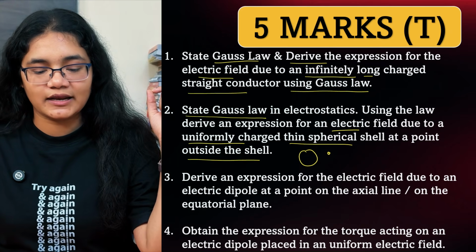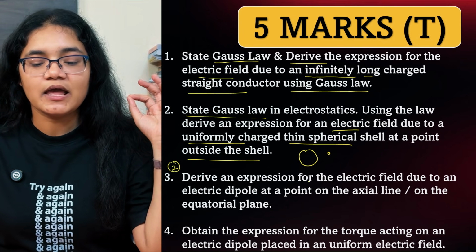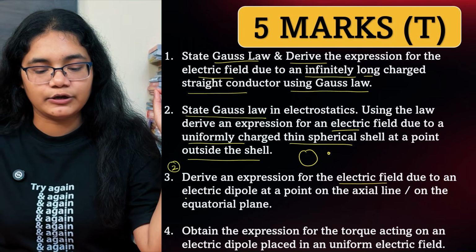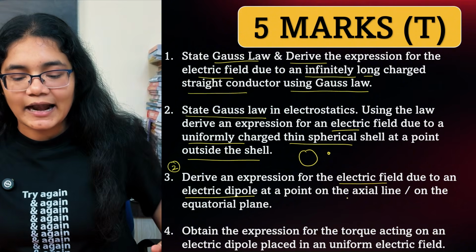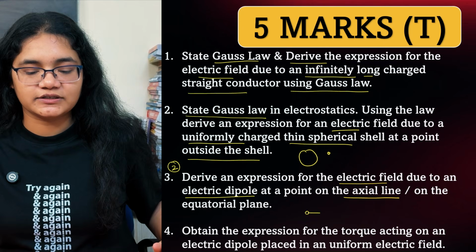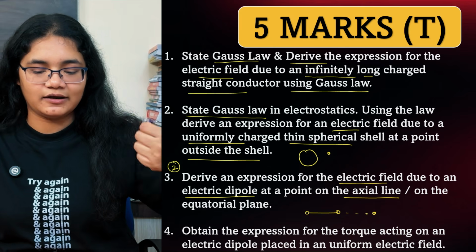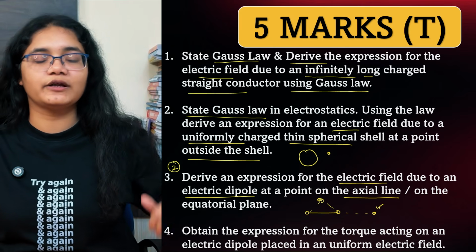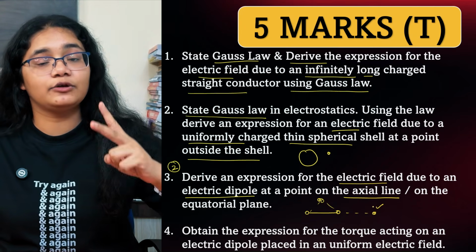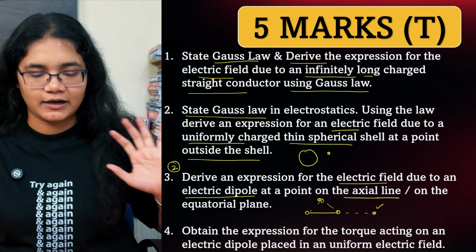The third important derivation, here actually 2 derivations are included. I have written it in 1 question. Derive an expression for the electric field due to an electric dipole. Okay, you have a dipole and the electric field due to that at a point on the axial line. Suppose this is the electric field at some point here on the axial line, that is one derivation, and on the equatorial plane, somewhere here. So for these 2 points, what will be the electric field? This can be 2 different questions. It will be like any one of these can be asked, so you have to prepare it thoroughly.